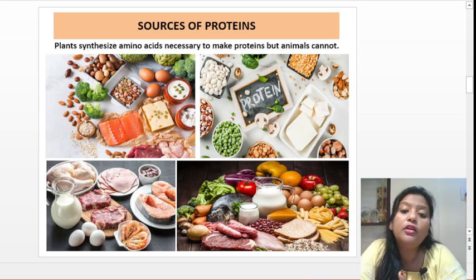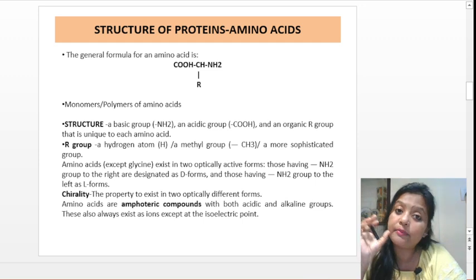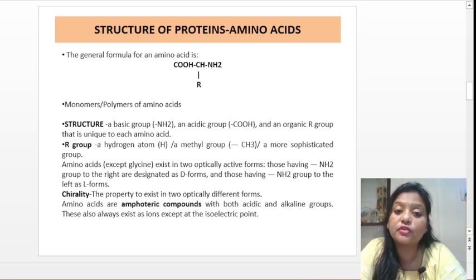So these are all providing us proteins. Next, we come to the structure of proteins. We have seen the structure in carbohydrates. Now in proteins, the structure is the structure of the amino acid. The amino acid structure is what you can see in the formula below.